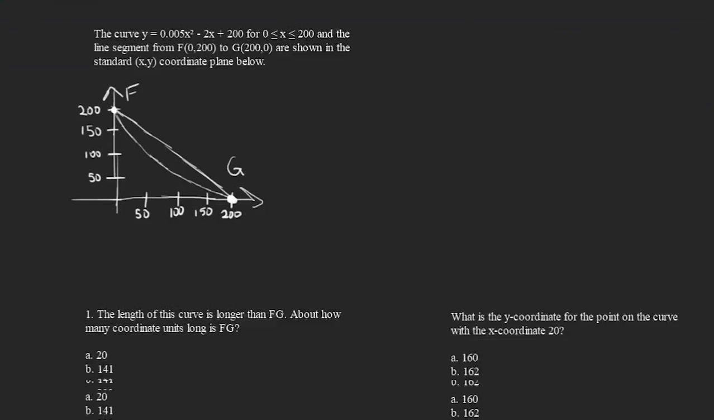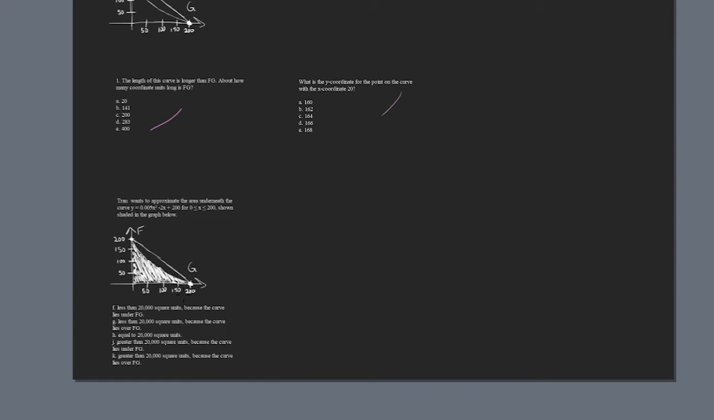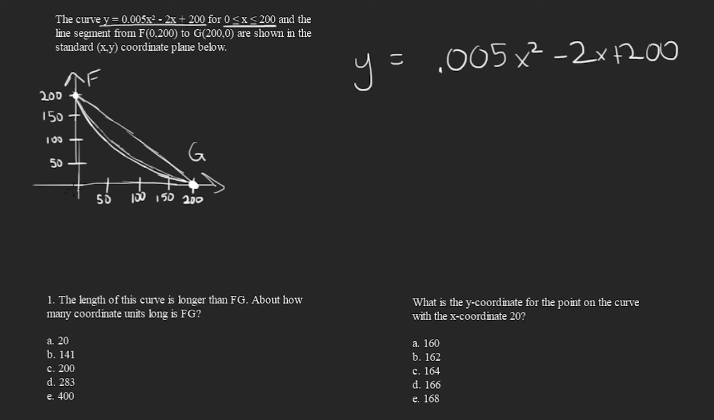Alright, here we go, a three-parter. Check this out. There are three questions, 1, 2, and 3 down here. They both refer to the same graph. The curve y equals this, so that's what this curve is right here. It looks like they said a curve, so it must mean this thing right here. That's defined by the function y equals 0.005 x squared minus 2x plus 200. This is the domain, 0 to 200.